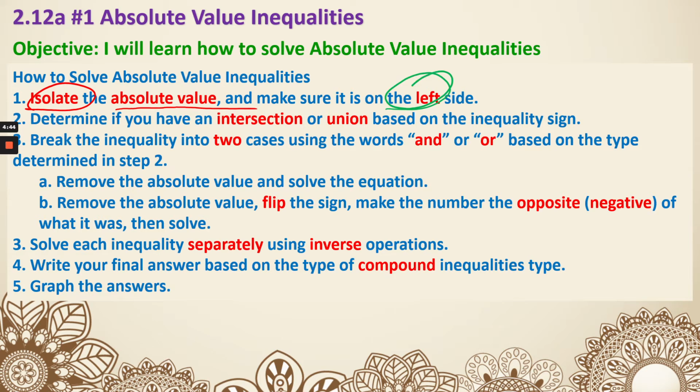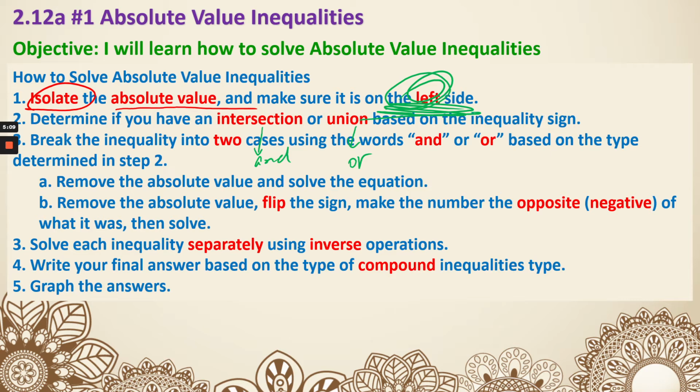You need to make sure it is on the left side, because we're going to need to use the sign to decide if it's and or. If you actually have it on the right side, then your sign is flipped. You may not be able to decide if it's and or correctly. So next, we're going to determine if we have an intersection or union, which means we have an and or an or.